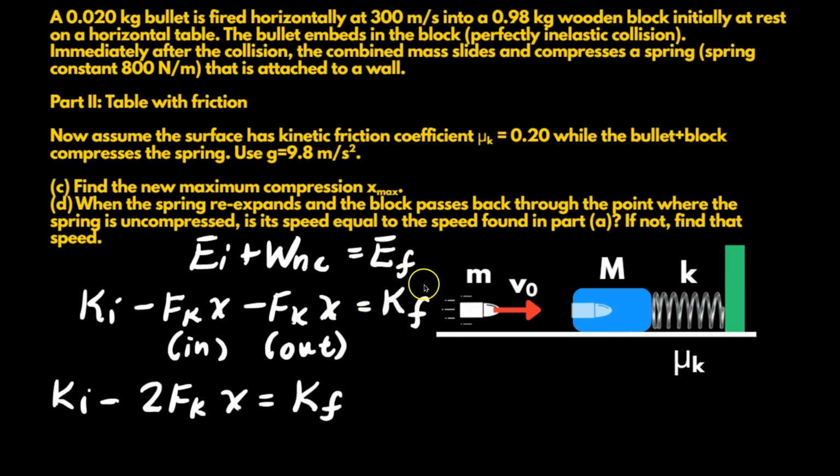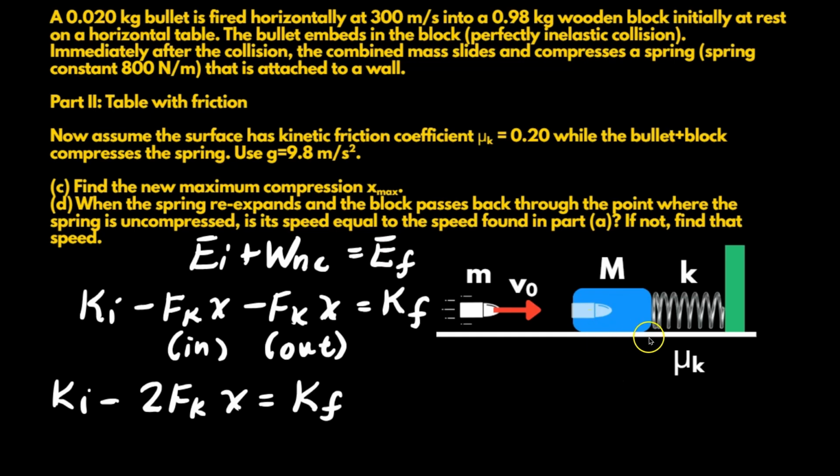And the final energy is going to be the kinetic energy of the bullet and the block once it's pushed off the spring. Because the friction force is the same when the block and bullet are compressing the spring and as it's coming back out, we're going to combine the Fk x. The reason we know that the kinetic friction is the same is because kinetic friction is mu times Fn, and mu is 0.2, and that's not changing.